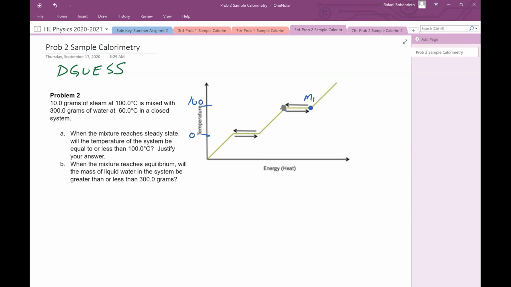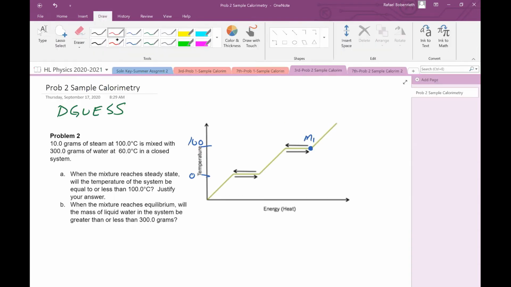So you've got to read the question carefully and make sure you're starting at the right spot on the diagram. So that M1 is the steam at 100 degrees Celsius, and then the other one is the water at 60 degrees Celsius. And so M2 would be somewhere around here. Okay. All right. So let's look at this.